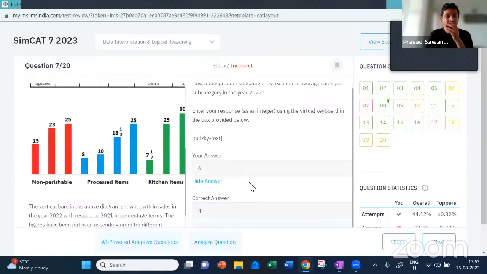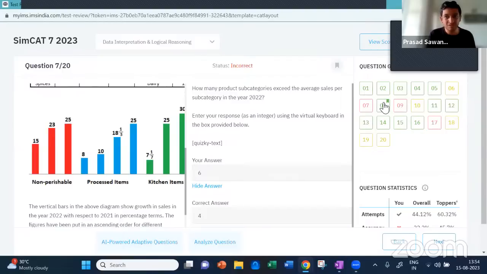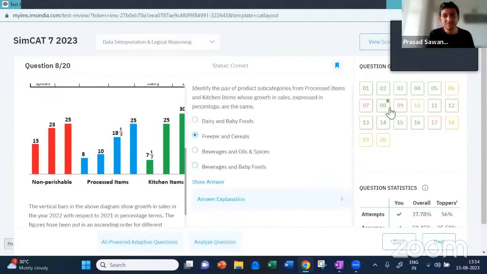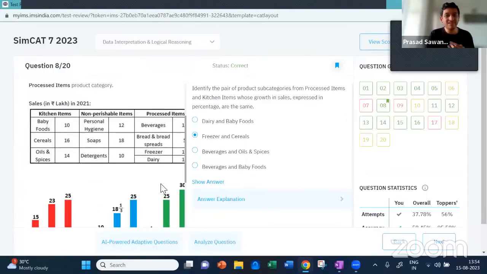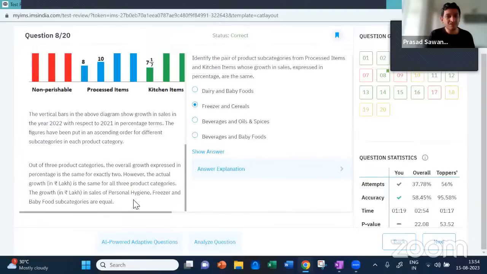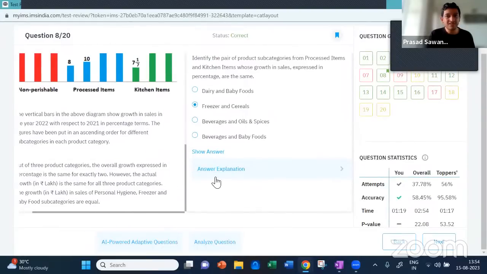But again, it was a proper guess. And it was a theta question. So I was thinking that it will be somewhere between 5 and 6. It's 4. It's fine. Not a problem. Okay. 8, so I thought it was very obvious. Freezer and cereals. So that was something wherein that leap of faith that I generally talk about. That's what we did. Freezer and cereals, right?